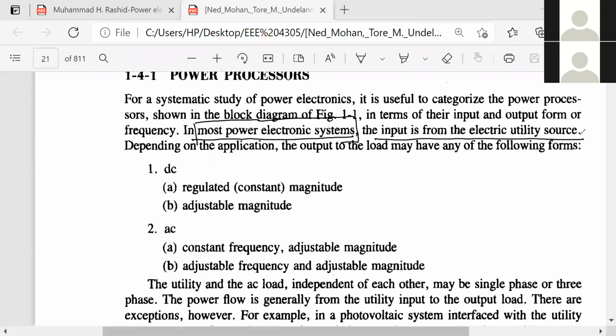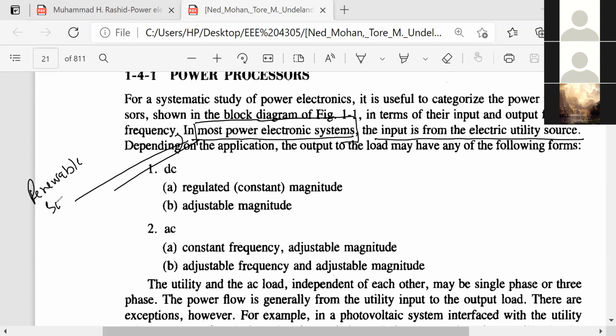What do you mean by electric utility source? DPDC, DESCO. Yes. And it is mentioned that most power electronic systems, that means not all. So what could be the other? Who can supply the input? Power can be generated from solar cells, from the renewable sources of energy. So other than the utility, you can get renewable sources of energy. You can have that input.